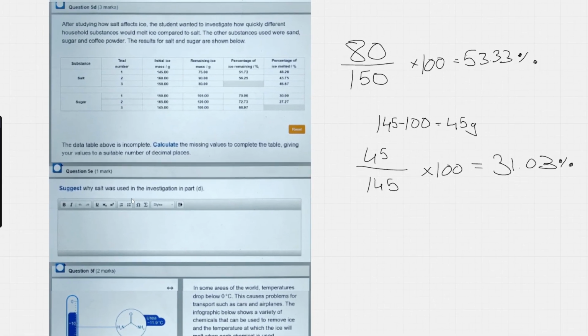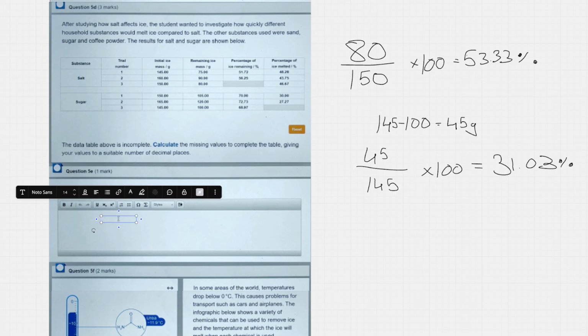Suggest why salt was used in the investigation in part D. As we've already established, it was a control variable in the investigation. And that would net you the 1 mark.